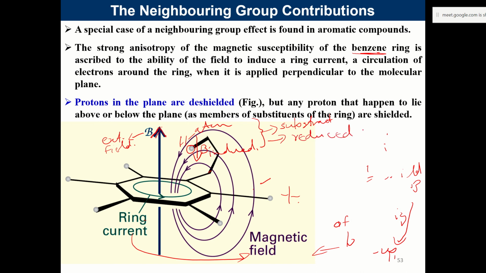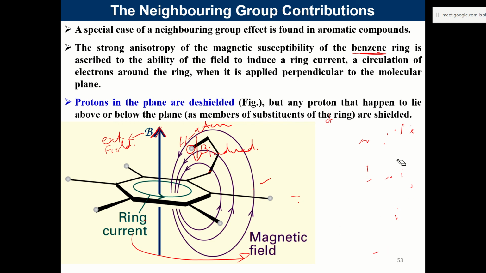So there will be a reduced magnetic field overall, because it is pointing in the opposite direction. The induced field is opposite to the external field. So the hydrogen above the plane, which may be part of a ring, can have different values. It will experience a lesser field.